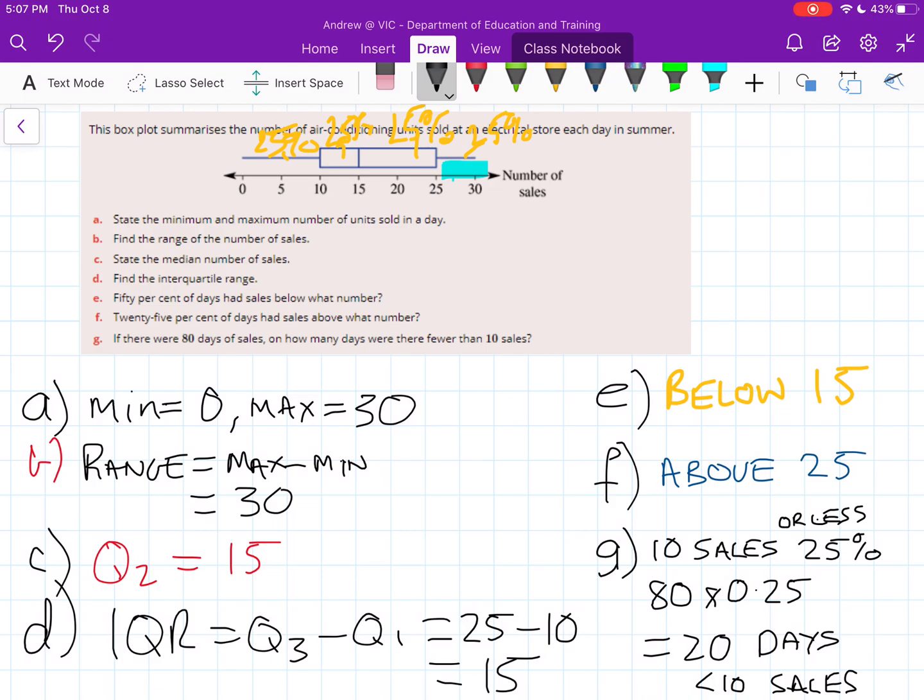Hopefully this gives you an understanding of how to interpret box and whisker plots. Even from the Q3, Q2 and Q1 and your max and min, and then understanding that each different section of it is 25% of your data. So hopefully this helps, and good luck.